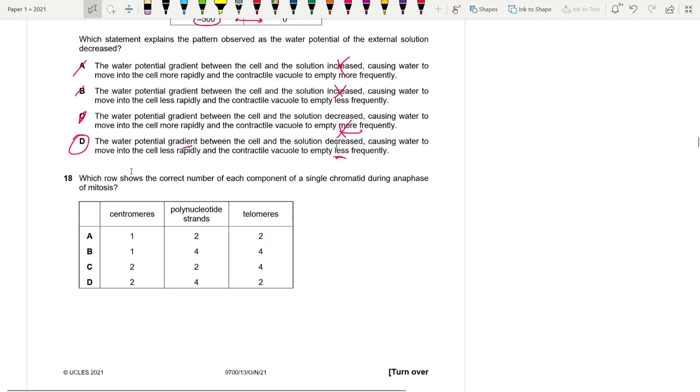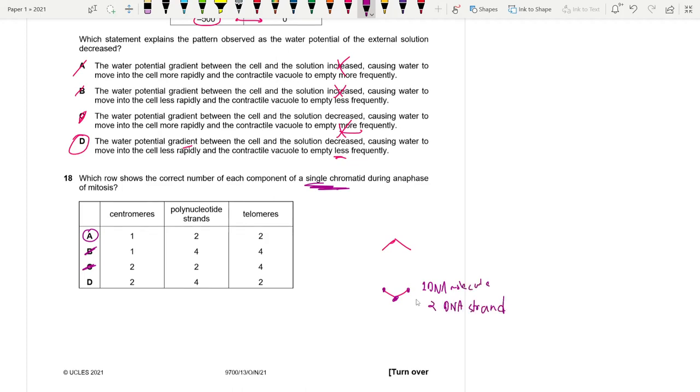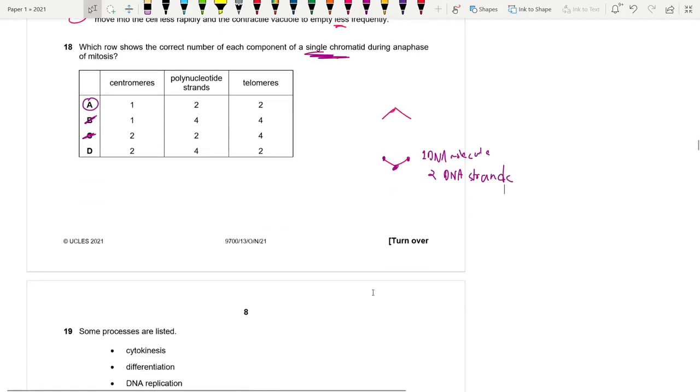18. Which row shows the correct number of each of the components of a single chromatid during anaphase of mitosis? During anaphase, the chromatids basically move to the sides. They're talking about a single chromatid. Each chromatid has two telomeres, right? So two telomeres, and each of them has one centromere in the middle. So 18 should be A. And what about DNA molecules? There's only one DNA molecule, but two DNA polynucleotide strands. Really tricky, but you should understand these.